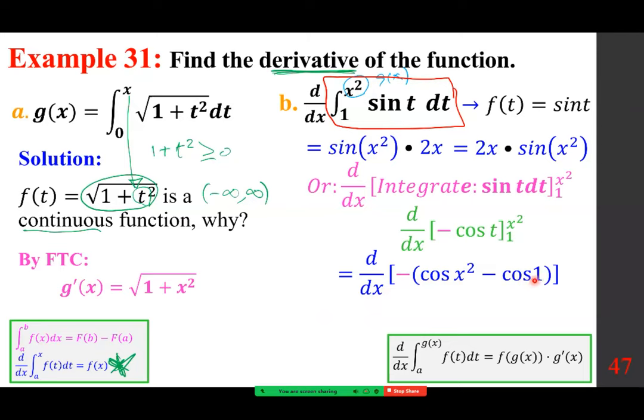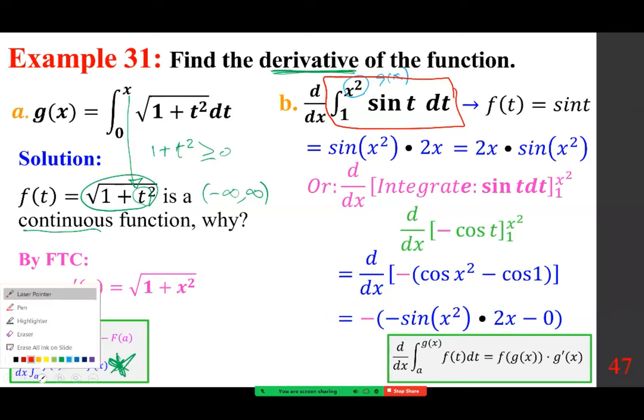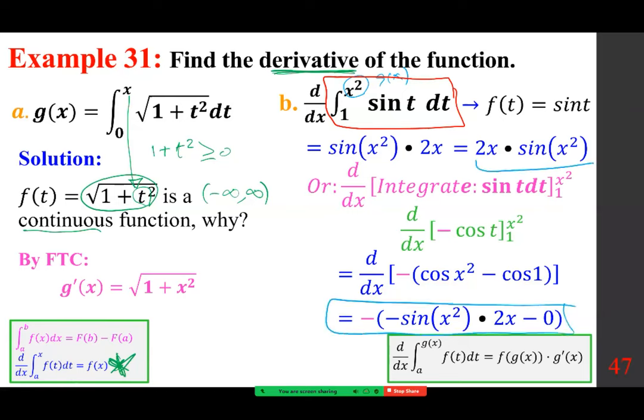Cosine 1 or cosine 5 or cosine of 2 pi over 3, this is some number. The derivative for this one is 0, everybody. So again, this gives you 0. Cosine x squared gives you minus sine x squared times 2x. This negative sign remains. And I hope you can see that this is the same as this expression. So we prove it both ways. So we prove using the formula that we have here.